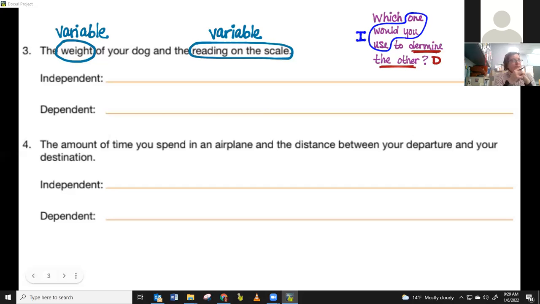Yes, absolutely. So does how much the dog weighs determine what the scale is going to say? If that's the case, then it's the independent variable. Or does what the scale says determine how big your dog is? If the scale is the thing that decides how big your dog is, then the weight of the dog would be the dependent variable. If the weight of the dog is used to determine what the scale says, then the weight would be the independent variable.